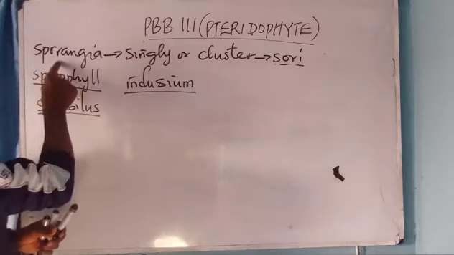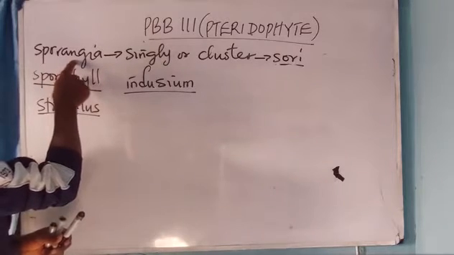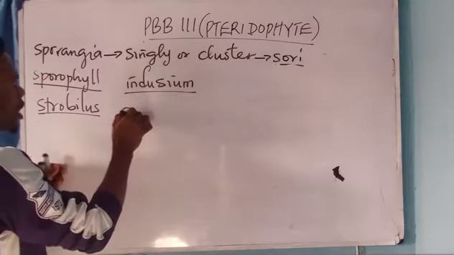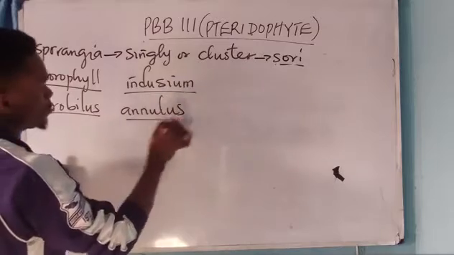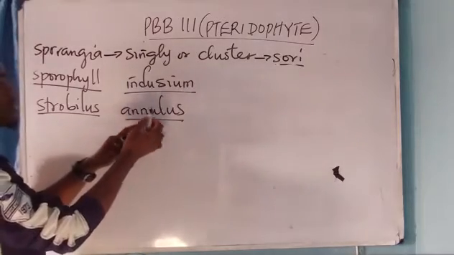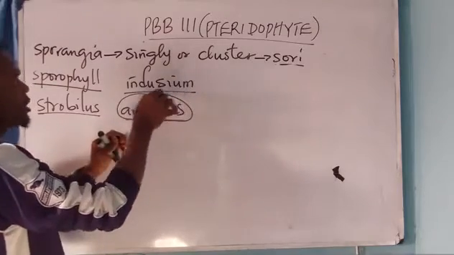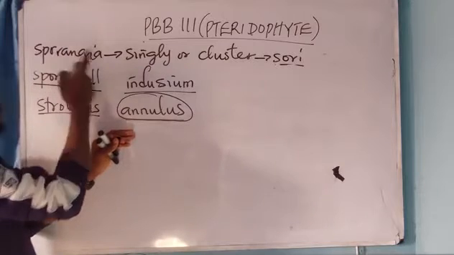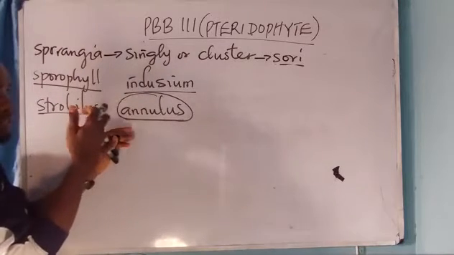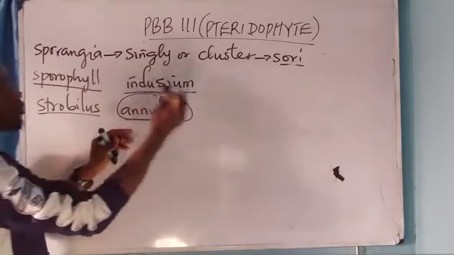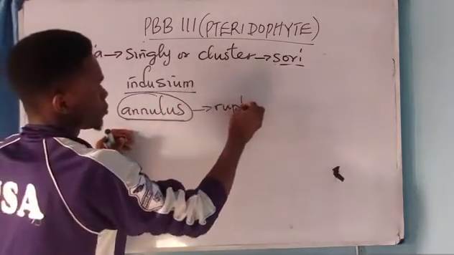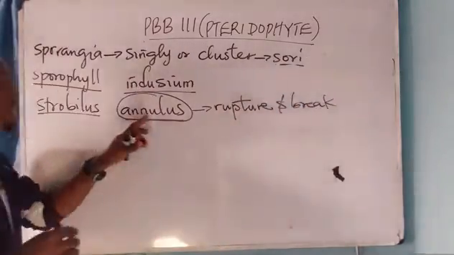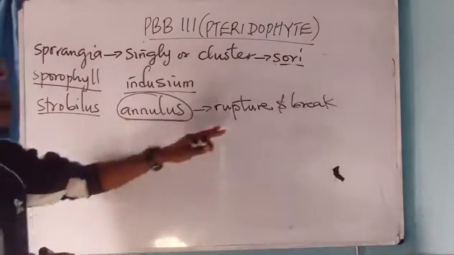Now, the sporangia, they actually produce what? Spores. Now, these spores have what is called annulus. You can say annulus is the outer part of the sporangia. The spores are found in the sporangia or the sporangiophore. Now, during asexual reproduction, the annulus of the sporangia will what? Rupture. It will rupture and what? Break. The annulus of the sporangia would rupture and break.